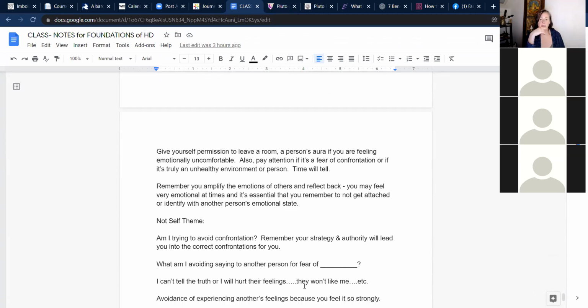Give yourself permission to leave a room or a person's aura if you're feeling emotionally uncomfortable. Maybe you have a spouse that's emotionally defined and they're unaware, or even a kid. Maybe one of your kids is emotionally defined and unaware, and it can feel so powerful to be around someone that's emotionally defined and unaware, because there's that unawareness, and there's power in that.